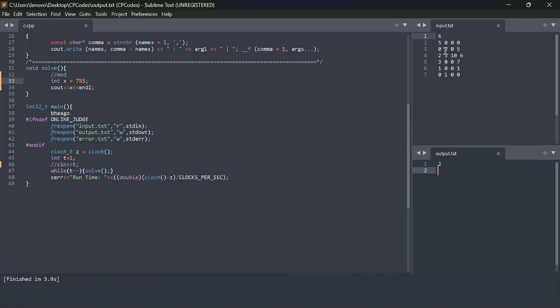And at last let us see our subtraction operator. So we will be getting 2.